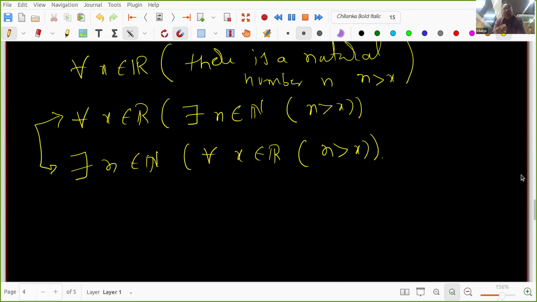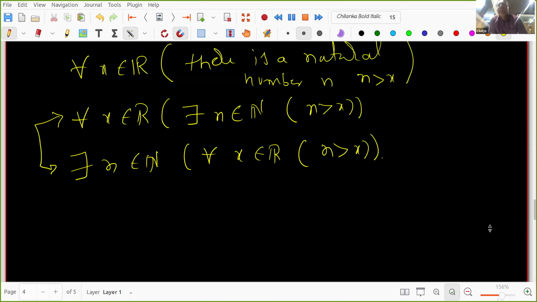So here what happens, n changes as x changes, right? My n depends upon x. Whereas in the second sentence, one natural number is working for all real numbers. So they are different meanings. They are not giving the same meaning. Are you clear about this? So I'm clearing it. Think about it again, take a few seconds and ask me. You may have doubts again. Don't worry about that. We'll discuss more about that.